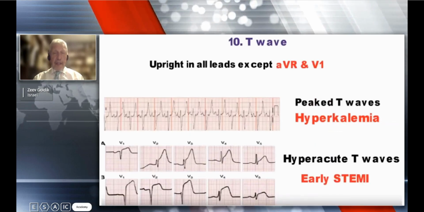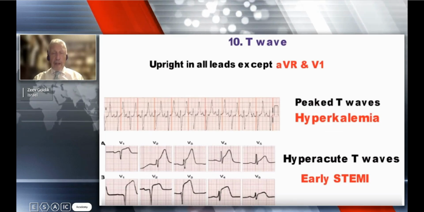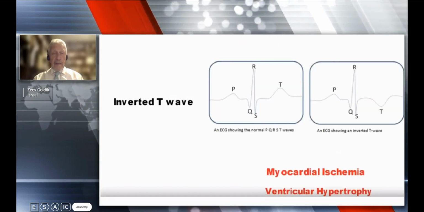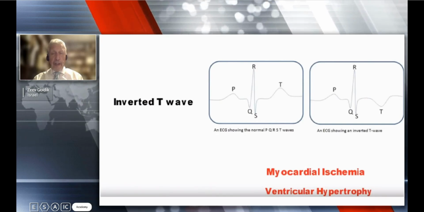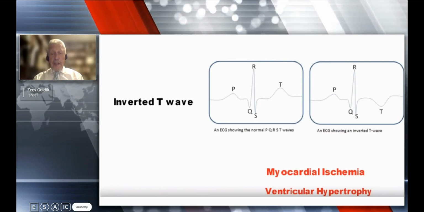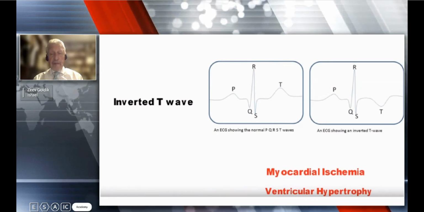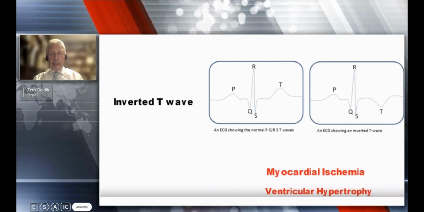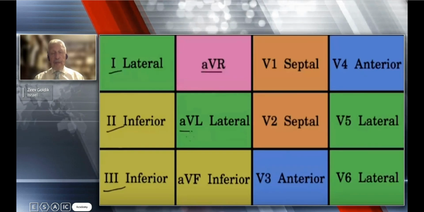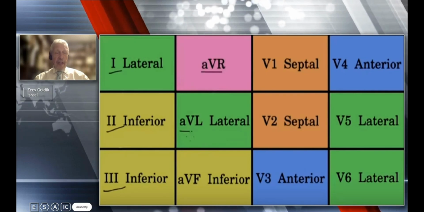And the last step is the T wave. If we have peaked T waves, we are talking about hyperkalemia, and if we can see inverted T waves, we are talking about myocardial ischemia. In the case of patients having ventricular hypertrophy, this inverted T wave will be permanent, but it comes accompanied by big QRS complexes. So this is the map I promised to you, showing the different walls of the heart.